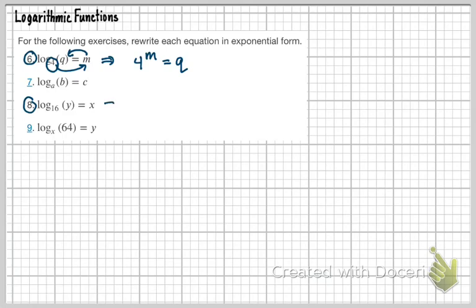Now we're going to do the same thing for the next one. Again, this is more of just getting used to a process here. So it's going to be the 16, that's my base, and it's going to be to the power of the other side, which is the x, and that equals y. So there it is. We just did 2 equations and rewrote them in exponential form.